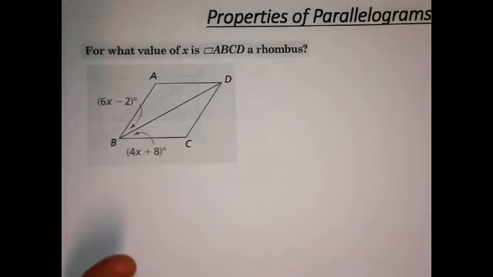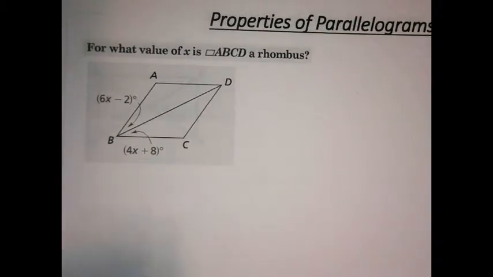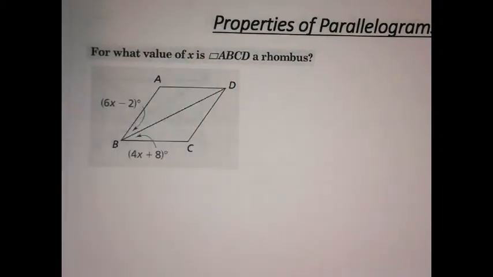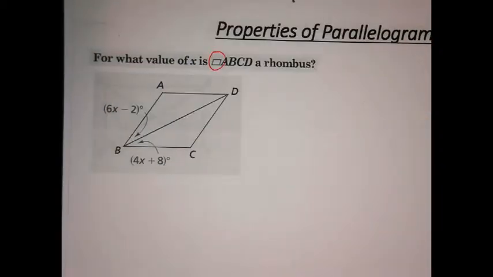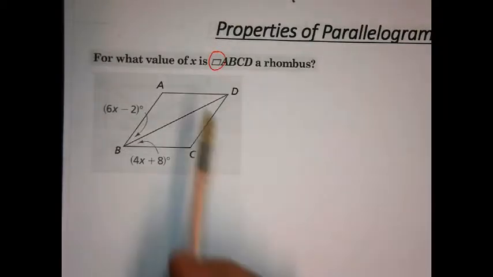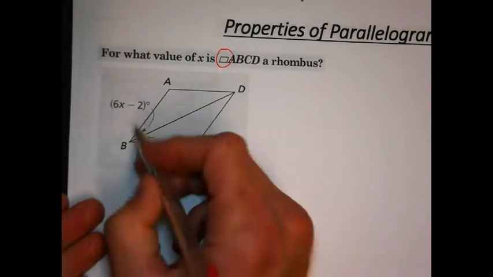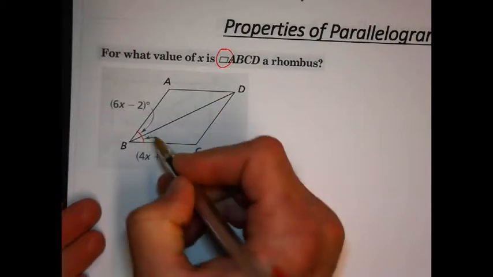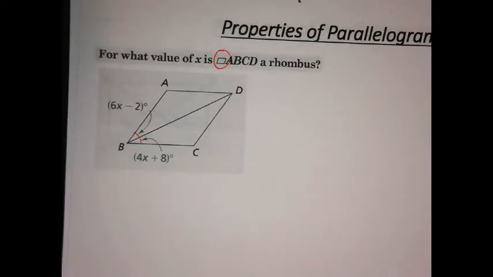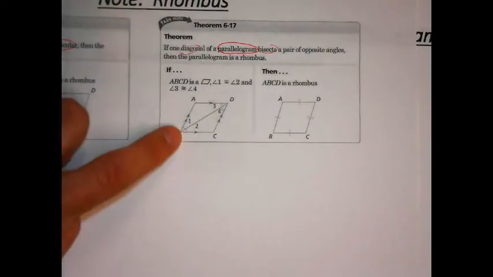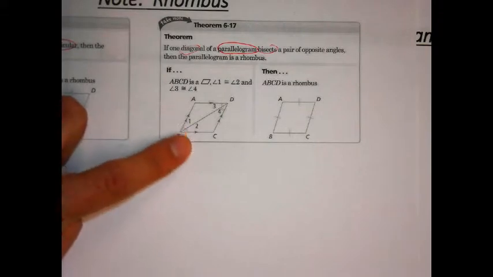So here's an example of a question. For what value of x is parallelogram ABCD a rhombus? Remember, do not overlook this. That gives us lots of neat information. But for what value is this going to be a rhombus? We have these two angles, 4x plus 8 and 6x minus 2, tucked in right here. How would we know if it's a rhombus? We would know because the diagonals would then bisect opposite angles. So if the diagonal is bisecting an angle, we're good.